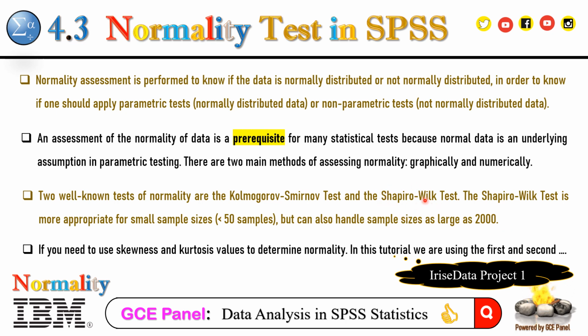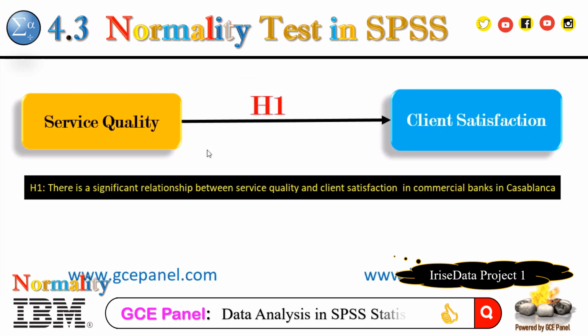Now let's look at the sample data analysis in SPSS. Note, we are using this data, IRIS data project 1. You can download it from the site and look at our previous videos on data analysis for a thesis or project, step by step. Now we are taking a model analysis. The data we are working with was from the questionnaire which we discussed earlier, measuring the relationship between service quality and client satisfaction in Casablanca commercial banks. At this level, we want to get the normality of the variable service quality, as well as the normality of client satisfaction, so we can know if we should apply a parametric test or a non-parametric test.